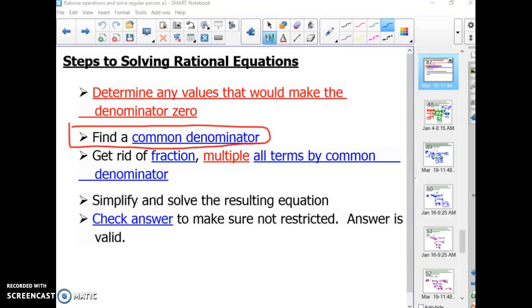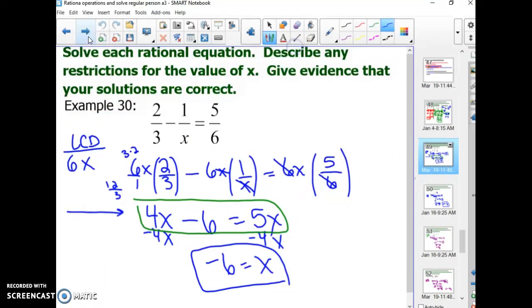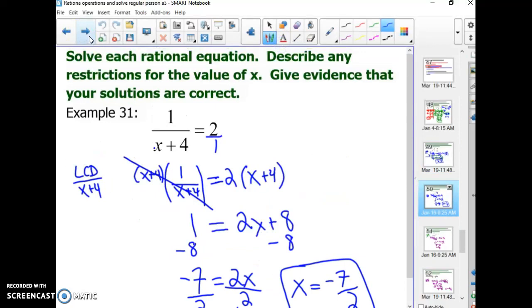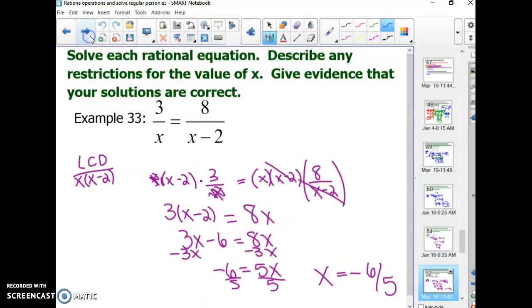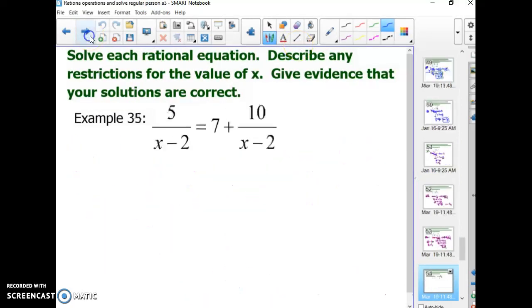Okay, so first thing, when we solve rational equations, you have to have a common denominator. So get rid of the fraction, right? So we've got to multiply everything by the common denominator, simplify out, and check to make sure it's legit. So we went through and we've done all of these examples. So these are all done for us.